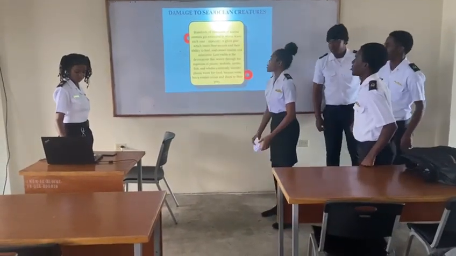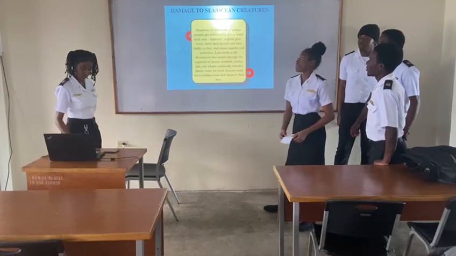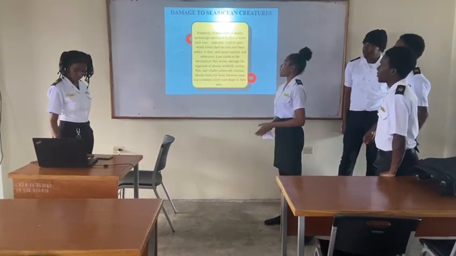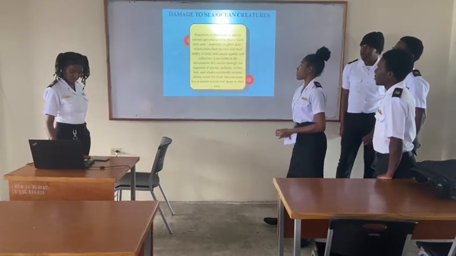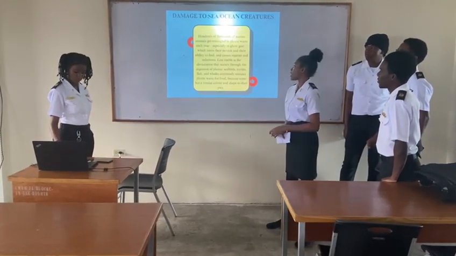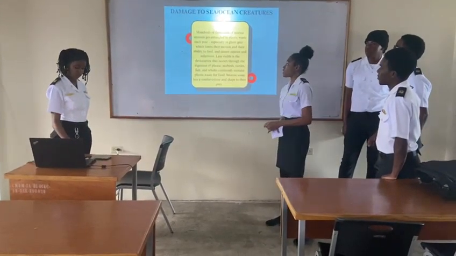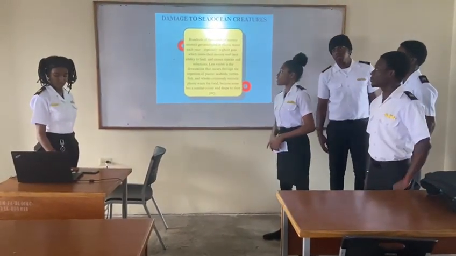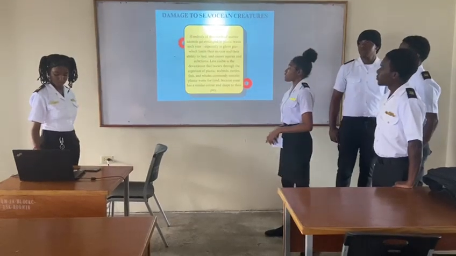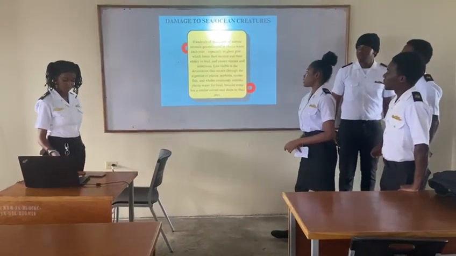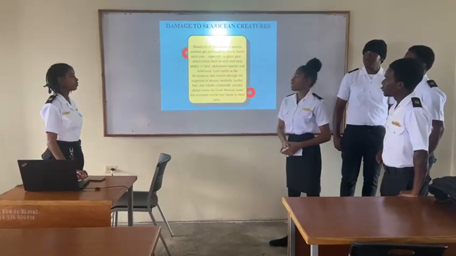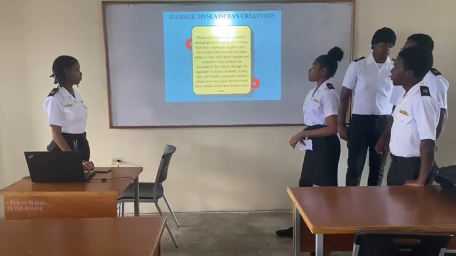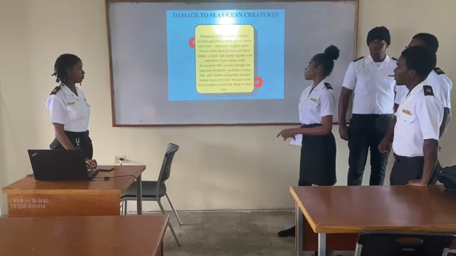So, hundreds of thousands of marine animals get entangled in plastic waste each year, especially in coastal areas, which limits their motion and their ability to feed and causes injuries and infections. Less visible is the devastation that occurs through the ingestion of plastic. Seabirds, turtles, fish, and whales commonly mistake plastic waste for food because some are similar in color and shape to their prey.